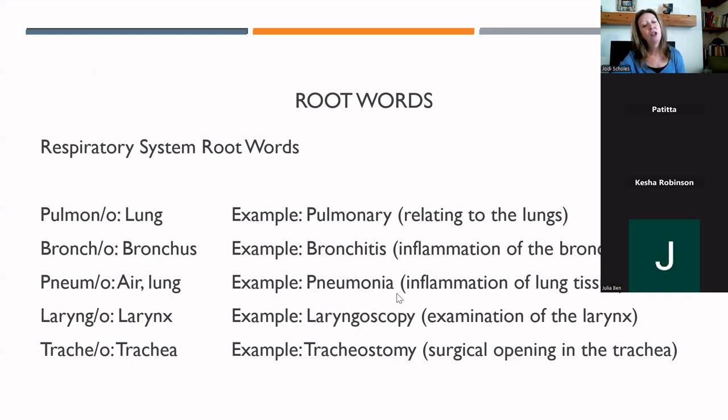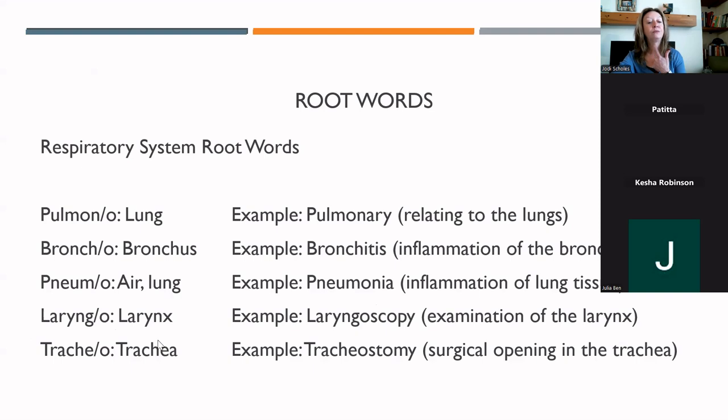It's funny that pneumonia is actually an infection of the lung tissue, which does indicate inflammation, but I haven't heard the term pneumonitis. I think it's just pneumonia. All right. A laryngo, that was ears, nose, throat, right?